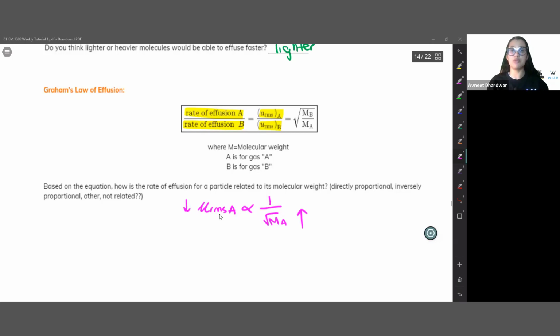So root mean squared speed is inversely proportional to the square root of the molar mass of that gas, which you wouldn't have to memorize or anything like that, but just know in general, the heavier something is, the slower it would be. The slower its effusion rate would be.